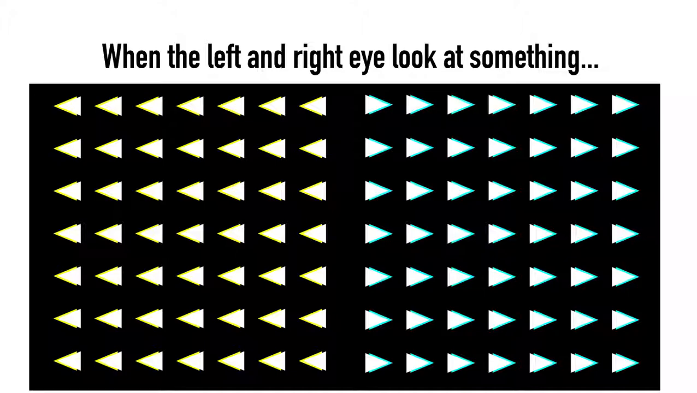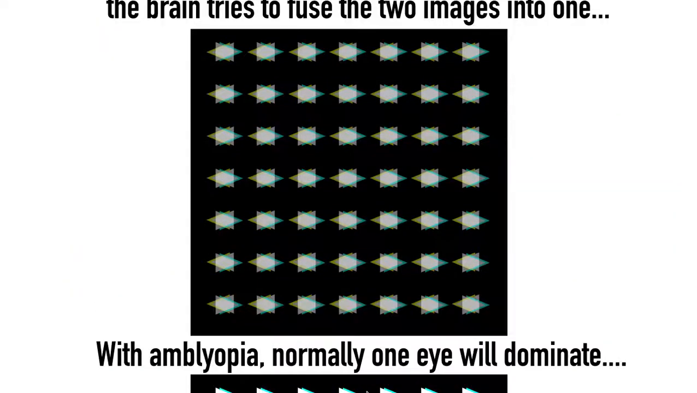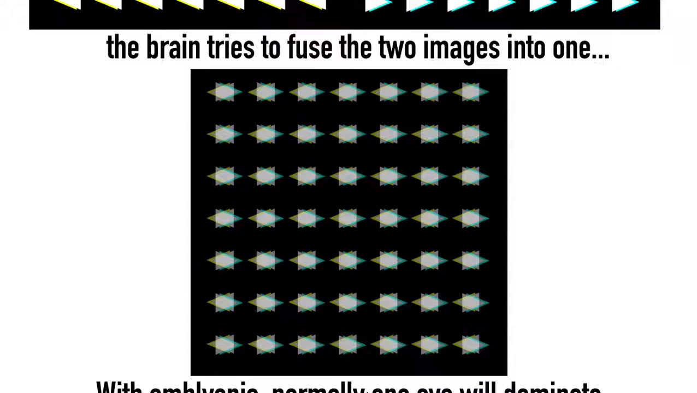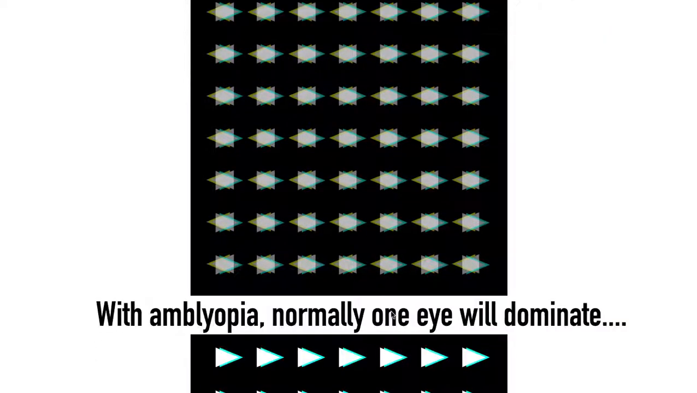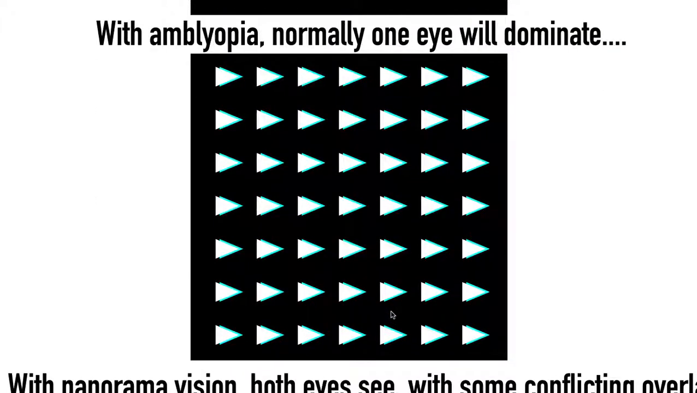So a quick recap. When the left and the right eye look at something, so in this case the left eye sees the arrows pointing to the left, the right eye sees the arrows pointing to the right in blue inside a VR headset, the brain tries to fuse the two images into one. And for most people that's kind of what it'll look like, they'll overlap. With amblyopia, one eye will normally dominate. Okay, so either you'll see the arrows pointing right or the arrows pointing left, whatever it is that you're looking at.